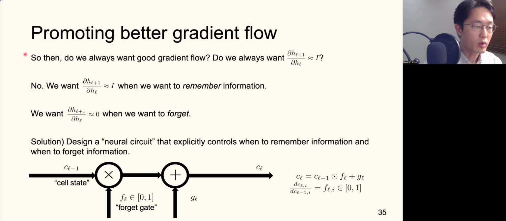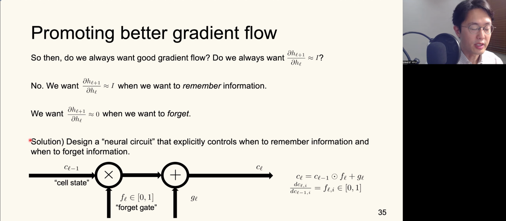So then, do we always want to have good gradient flow? Do we always want dh sub l+1/dh sub l to be close to the identity matrix? Well, the answer is actually no. We want this Jacobian matrix to be close to the identity only when we want to remember information. And we're not trying to build a machine that remembers everything. We're trying to build a machine that processes information. And the act of processing information is not merely remembering information. Sometimes you need to forget information that you deem unnecessary. So we want the Jacobian matrix to be close to 0 when we want to forget.